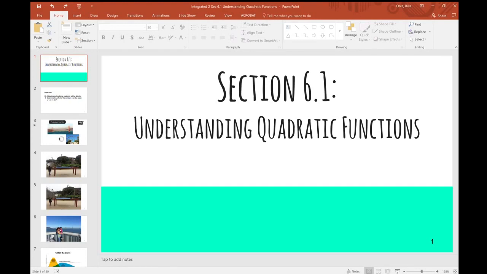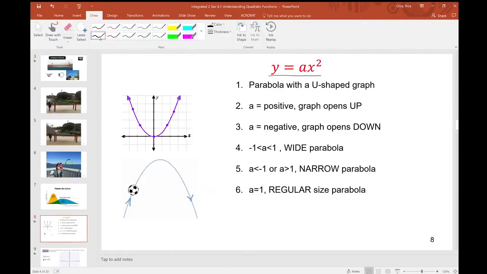So today I am going to show you how to graph a parabola. What's a parabola? A parabola is a U-shaped graph. y equals ax squared. If a is positive, the parabola will open up. If a is negative, the parabola will open down.